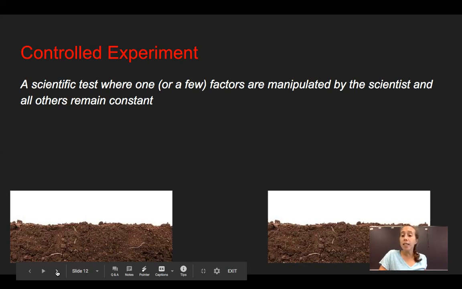But what I, as the scientist, am going to manipulate is the pH. So to one plot of land, I'm going to add some sulfur. And what this sulfur will do is it will alter the pH until 6.5. I'm going to take this second plot of land and I'm going to add sodium bicarbonate, and that will bring the pH to 7.5. So right now these two plots of land are identical except for a difference in pH.